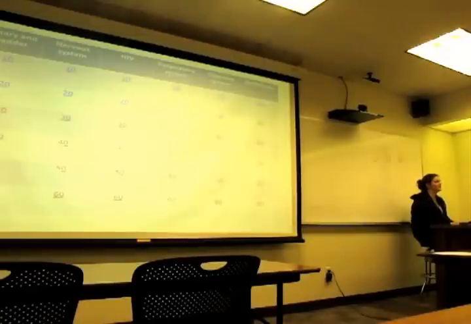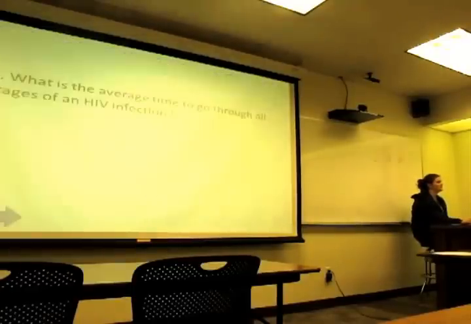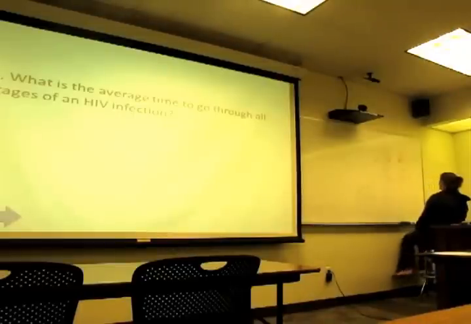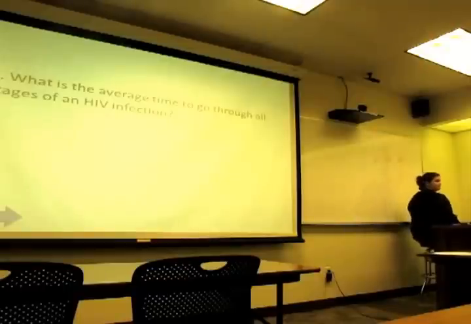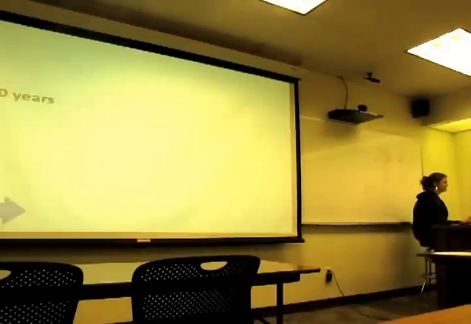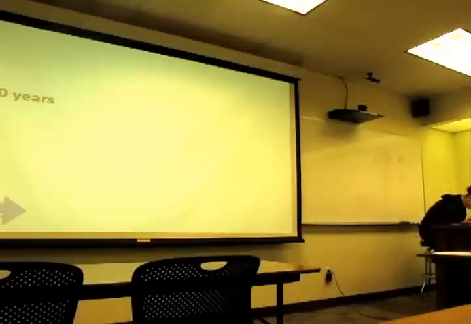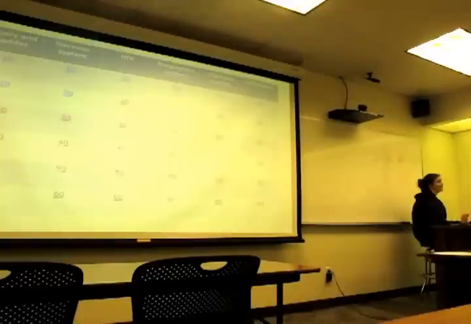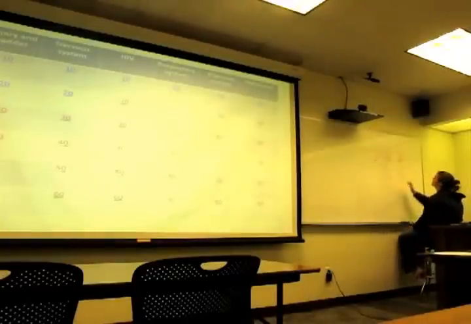Brigham. HIV, 20. What is the average time to go through all stages of HIV infection? Depends on getting the treatment. Well, with no treatment, 6 months. Good job. Oh, just 10 years. 6 months is when the antibodies start showing. You're right, but to go from stage 1 to stage 2 to stage 3 is about 10 years.